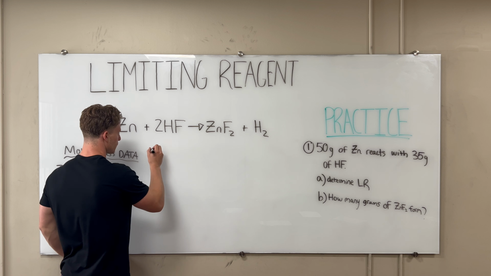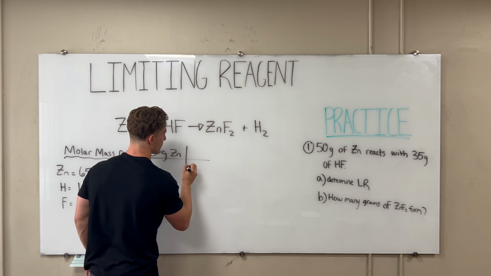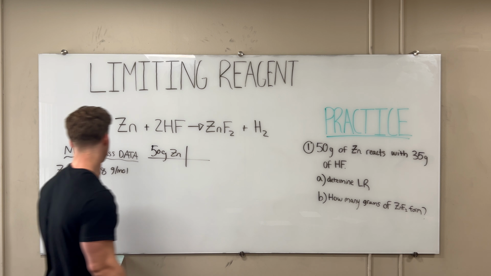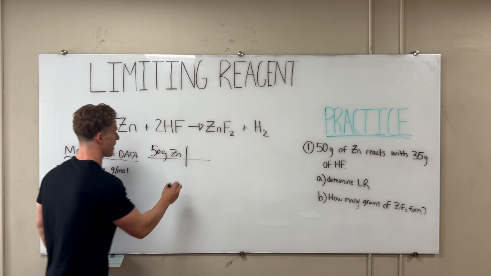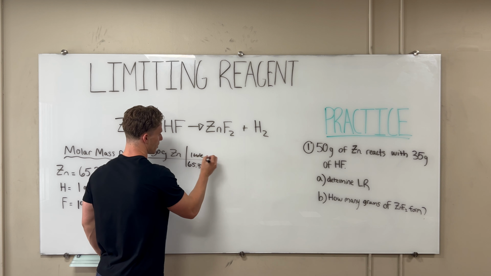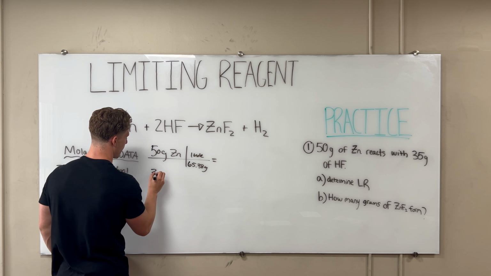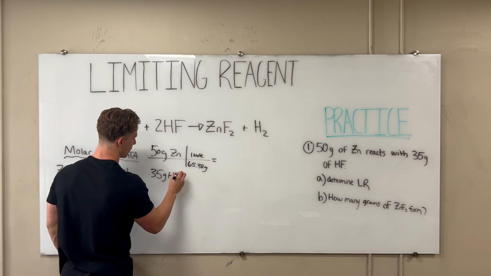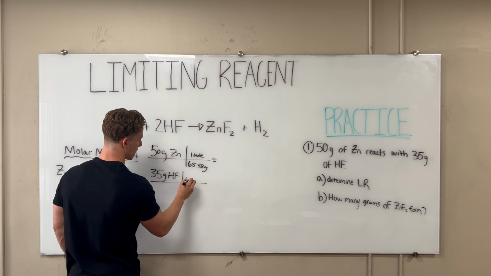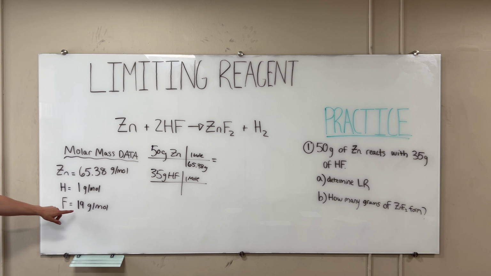So we're going to get our 50 grams of zinc into moles by dividing by the molar mass, right? And the molar mass of zinc is 65.38. Okay, so that will give us the moles of zinc. And let's get the moles of our HF, right? We have 35 grams of HF and 1 mole of HF is going to be, well, if we add this up, we have fluorine, which is 19, and hydrogen, which is 1, right? I rounded here. So it's going to be about 20 grams per mole.